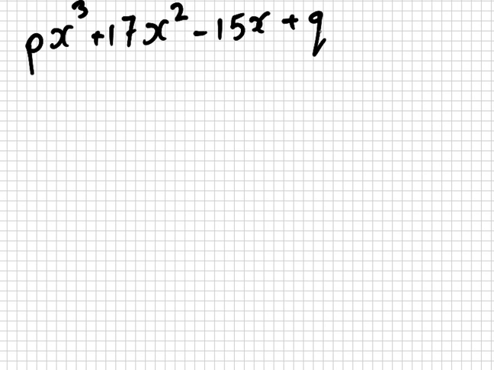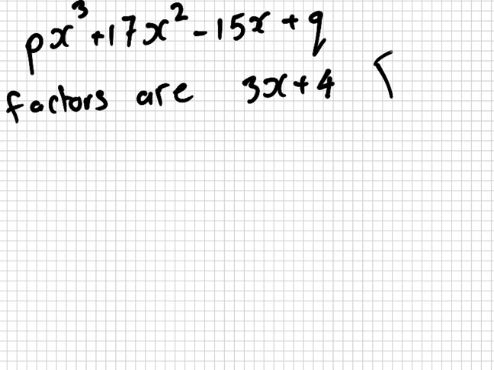px cubed plus 17x squared minus 15x plus q. This has two factors. The factors are 3x plus 4 and 2x minus 3.